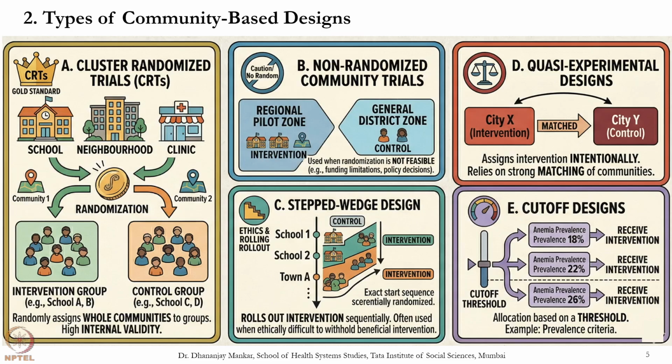So allocation based on the threshold can be seen as a prevalence criteria, and the criteria is something which can define this type of study design. The community-based design that you have studied will give you an idea of how the randomized controlled trial versus the non-randomized and other designs are being taken ahead.